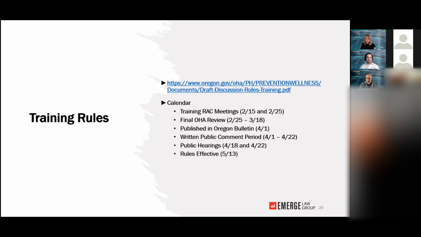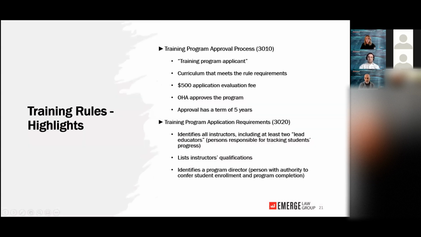So go ahead, Sean. Let's go to the first slide here. I'll try to whiz through the rules themselves. They're a little straightforward. There's a training program approval. So this is the program. The OHA has made it clear that they are not licensing the entities that offer the program, that they are basically approving the program itself.